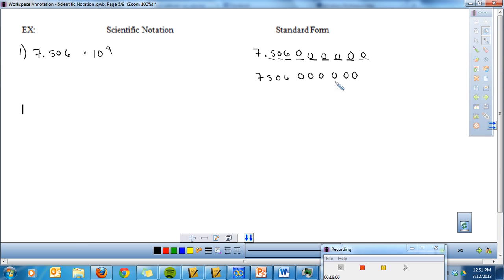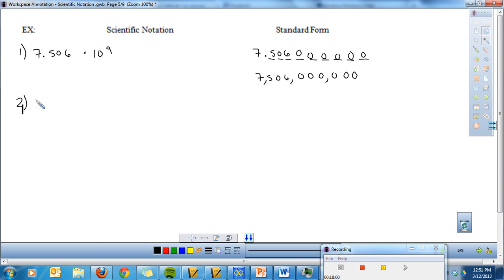The last thing that we should do is start at the right-hand side, and we should put in our commas. So every 3 numbers, we need a comma starting on the right-hand side. So this is that first example we just did, but now we went from scientific to standard. So 7,506,900,000... million.